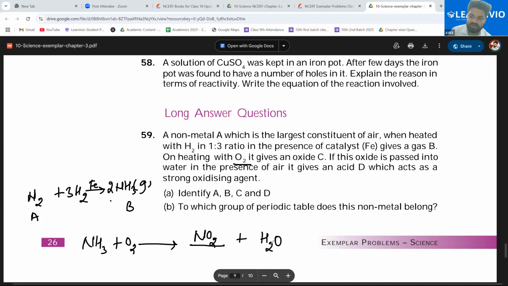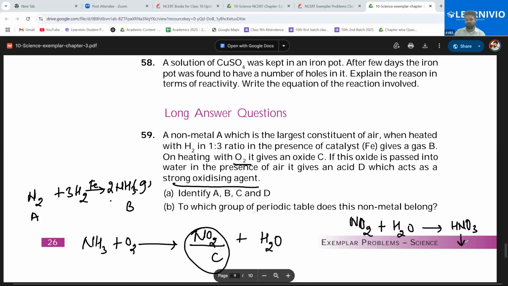So this is an oxide C. If this oxide is passed into water in the presence of air, this NO2 in water will give you HNO3. And HNO3 acts as a strong oxidizing agent. That is D. So C, when reacting with water in the presence of air, gives you D, which is HNO3. Okay, write it down fast.